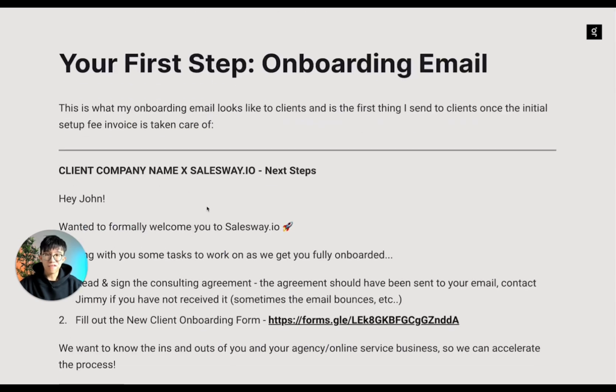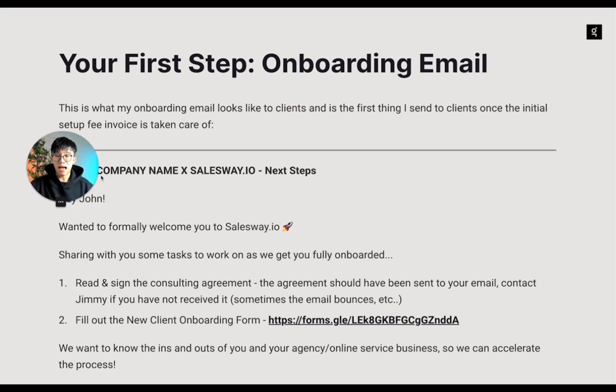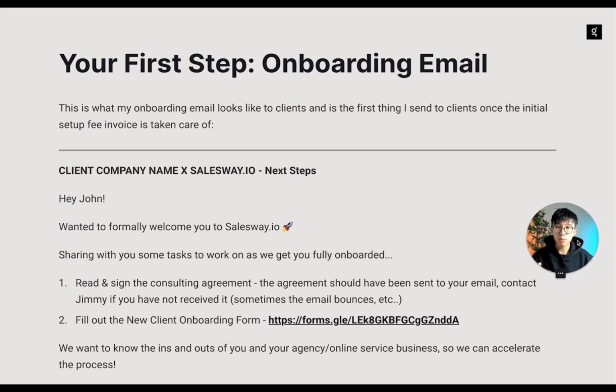So jumping into the first step: the second that your client pays you money, the second that Stripe invoice hits, you should be sending them an onboarding email. Right off the bat, I included a copy of my own onboarding email, and this is what that looks like. The subject line is client company name times salesway.io. That's the name of my own agency. And I start off by saying, hey John, wanted to formally welcome you to salesway.io, sharing with you some tasks to work on as we get you fully onboarded.